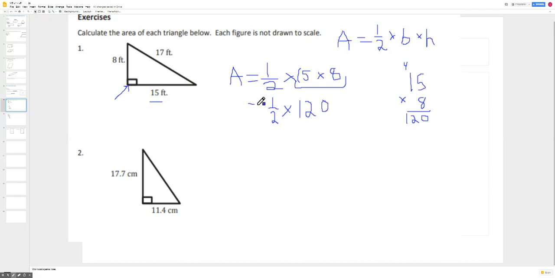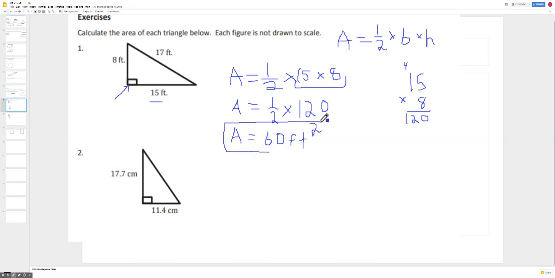So I want 1/2 times 120. So I want to know what is half of 120. Well, half of 120 is simply 60. So the area of this right triangle would be equal to 60. And now I would like to put the units in. I like to simply work with the numbers and go, okay, what were my units? They were feet. So let's go ahead and input the feet squared. And that's perfectly fine to do.